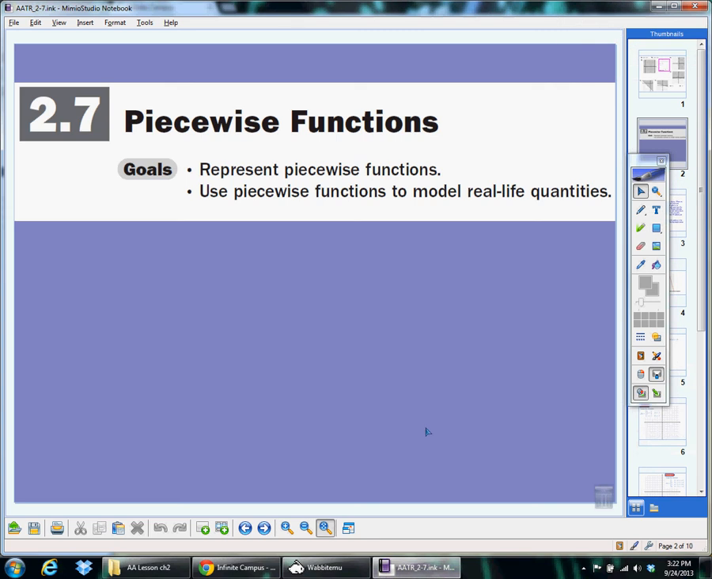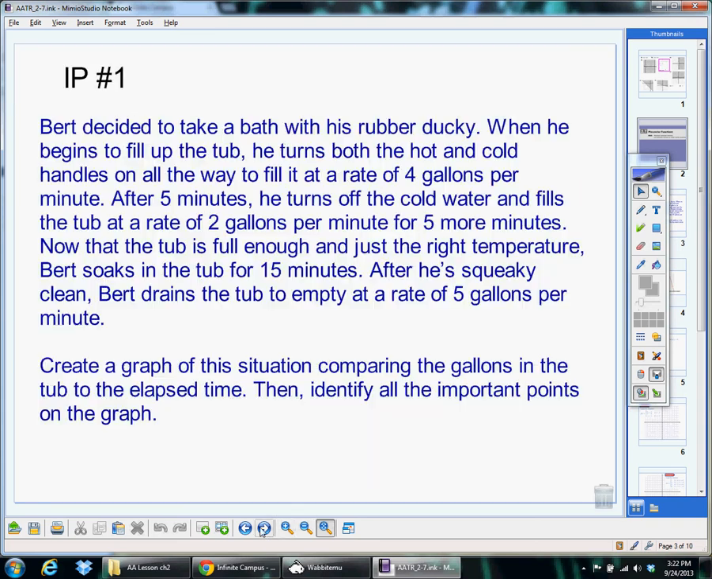Welcome everybody, lesson 2.7 on piecewise functions. Here's your title, make sure you get it in your notes, 2-7 piecewise functions. Our goals for this section are to represent piecewise functions with graphs and to use these functions to model some real life situations. We're going to begin with Bert.